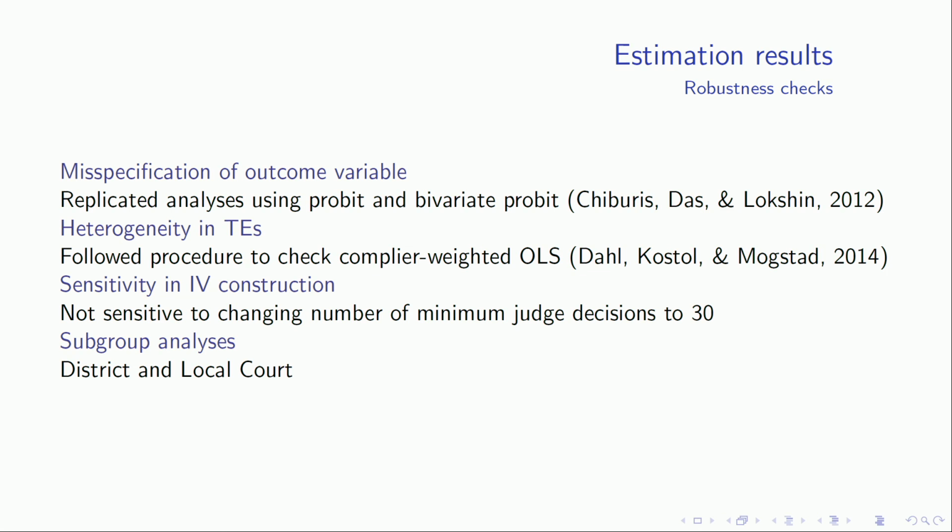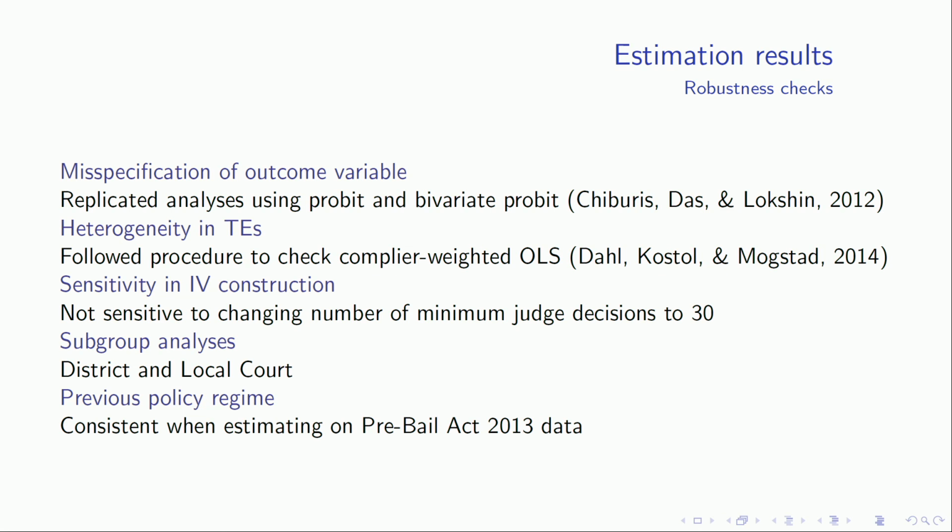I also tested the sensitivity of the IV. The results weren't sensitive when I changed the minimum number of judge decisions to 30 rather than 20. I did some subgroup analyses on the district and local court, and the direction of the effects were the same, but understandably, the magnitudes were slightly different for each. I also estimated these results on the previous policy regime, before the Bail Act 2013 came into place, and the results are consistent.